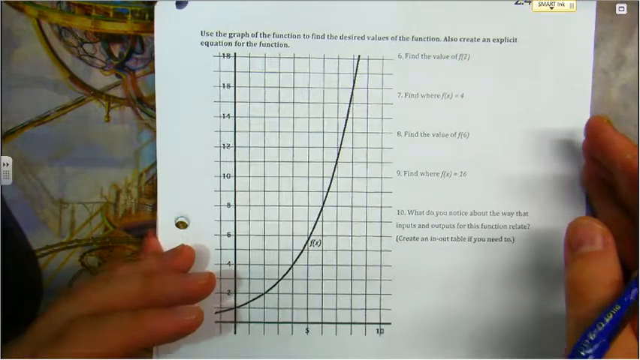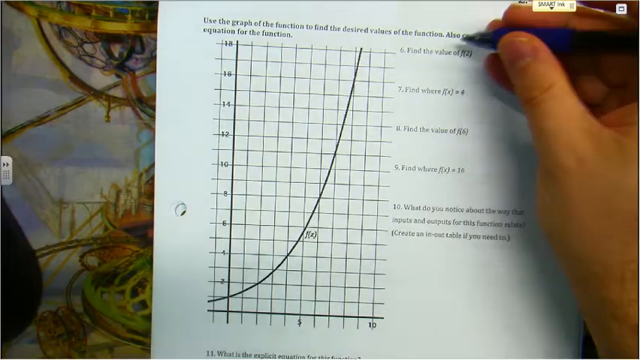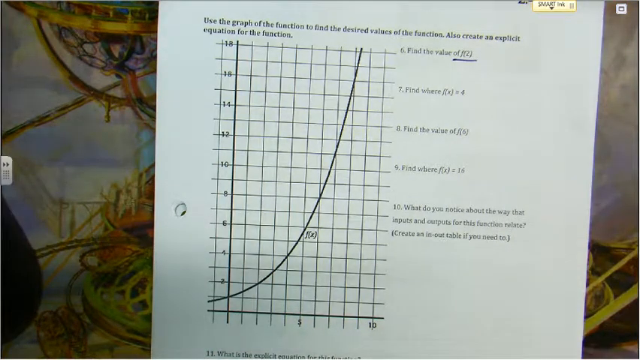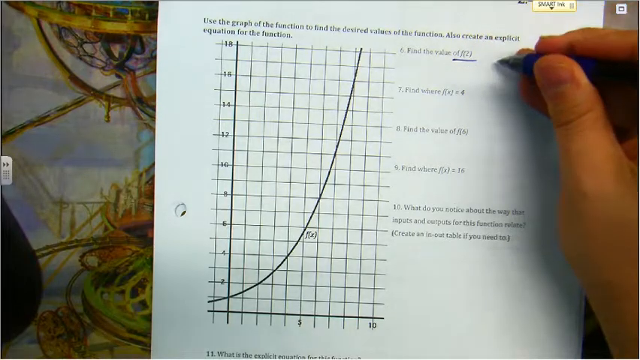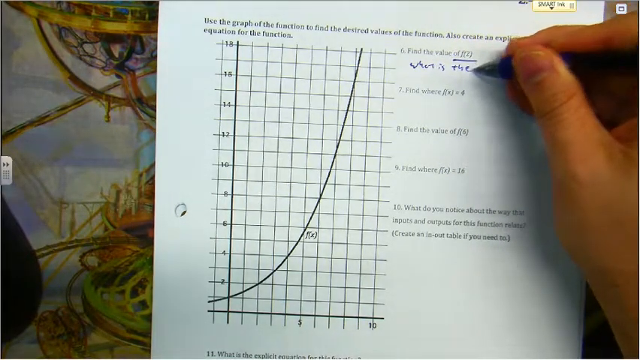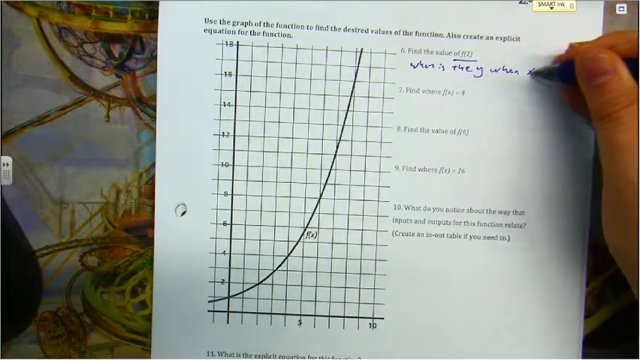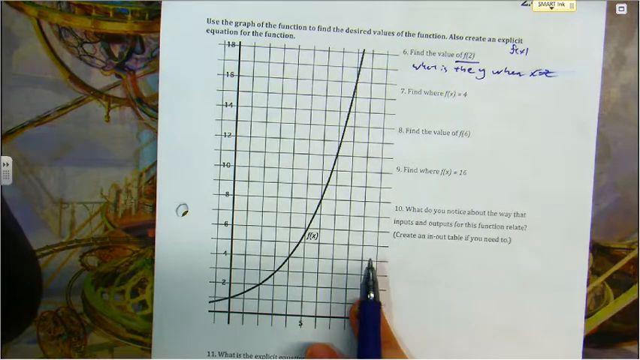So it says use the graph of the function to find the desired values of the function. Also create an explicit equation for the function. We can do this. So it says find the value of f of 2. So f of 2 means what is the y value when x equals 2, right? Because normally it's f of x, but we're putting 2 in for our x, all right?